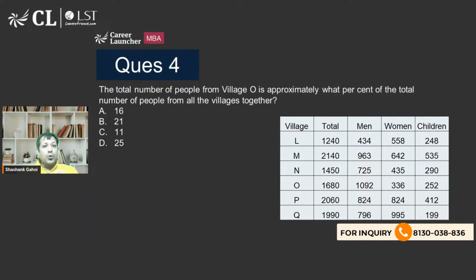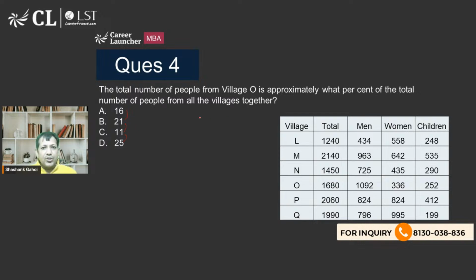The total number of people from village O is what percent of the total number of people from all the villages together. Okay, now what should I do? Should I calculate the accurate value? I won't go with the accurate value. Why not? Because if you see, the options are going to have a huge difference: 4%, 5%, 6%. So let's approximate.